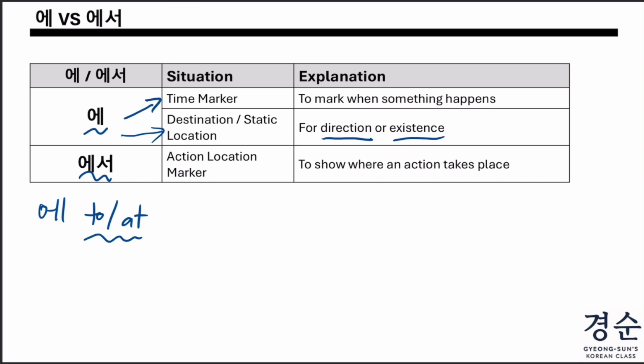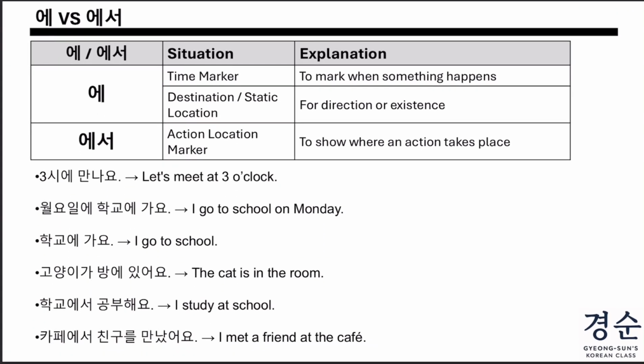Whereas for 에서, basically this is "at" in English. Okay, so it's an action location marker. The important point here is where the location takes place. The location is important, where an action takes place. Okay, so I will just quickly show you some examples to make you understand these two grammar points. For example, we have a few examples here.